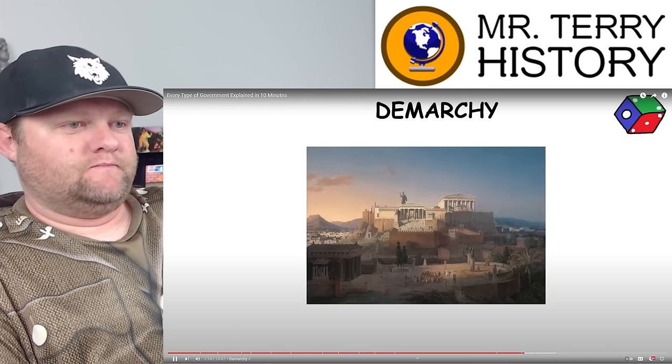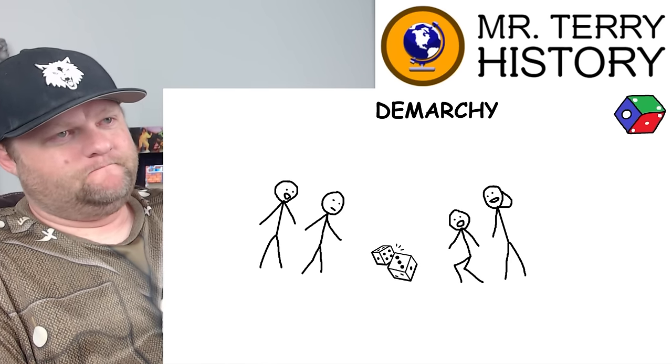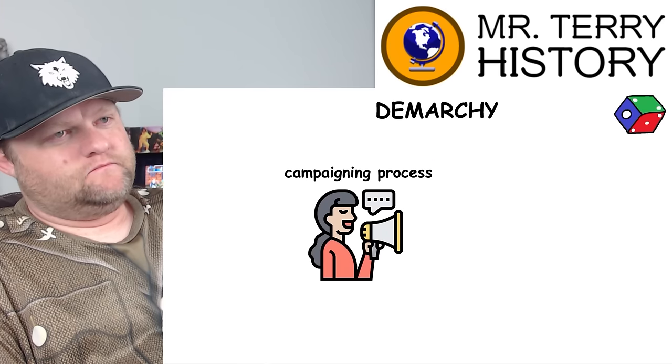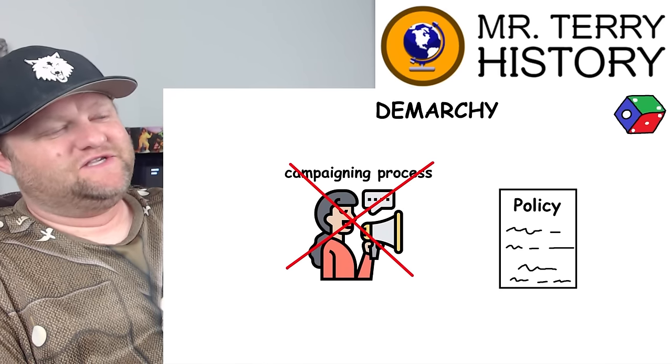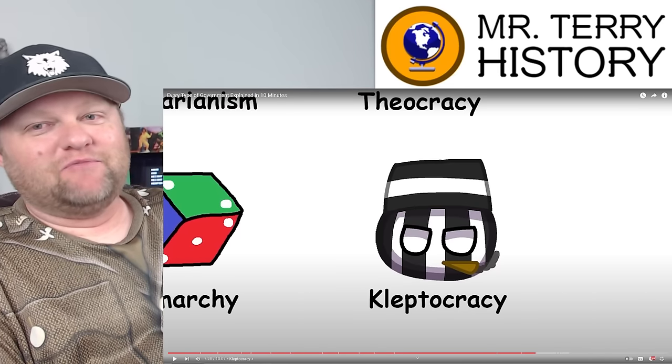It's the most used political system in ancient Athens, and it consists of randomly selecting public officials or rulers. People who support this system usually say that it frees candidates from the campaigning process and makes them prioritize making policy decisions. Kleptocracy. When you think about it that way, just like randomly picking people.